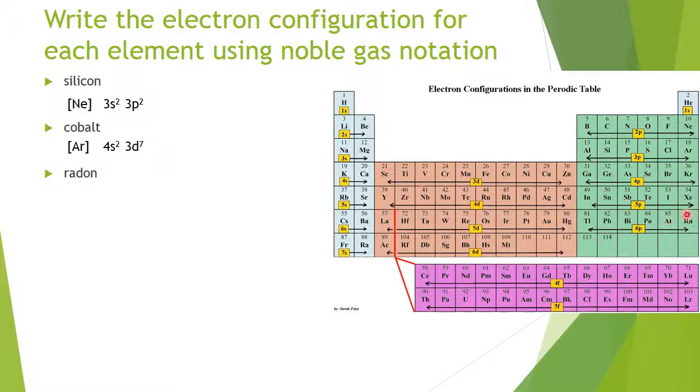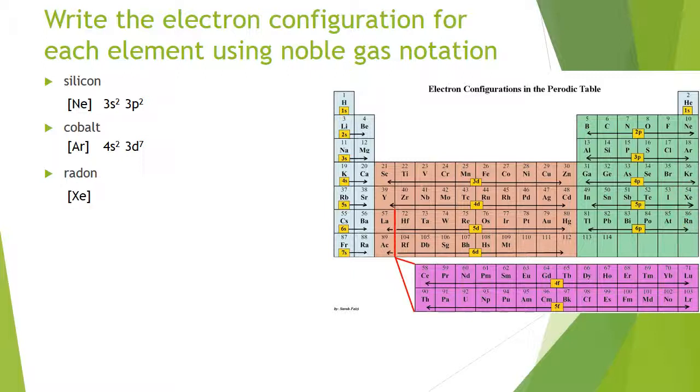All right, radon. Radon is itself a noble gas. So you might be saying, well, I should just put the symbol for radon in brackets, Rn, and call it good. That's not how it works, though. Even if we're writing the configuration for a noble gas, we still always use the previous noble gas in the notation. So the noble gas that comes previous to radon is xenon.